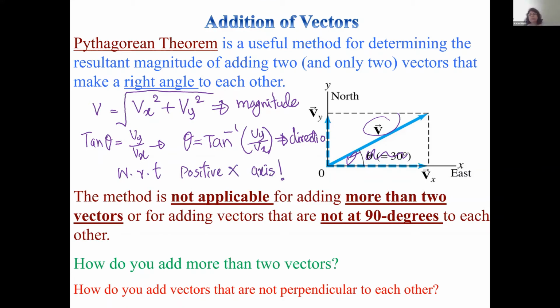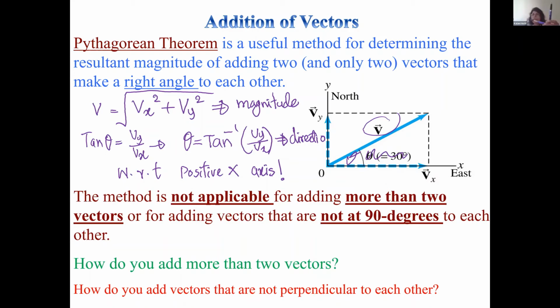That's important. So now this is the Pythagorean theorem that we already know how to use. But it's very important that this theorem works when I have only two vectors, that two vectors are perpendicular to each other. Otherwise, this theorem is not going to work.